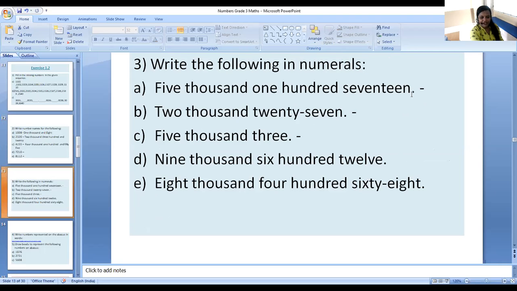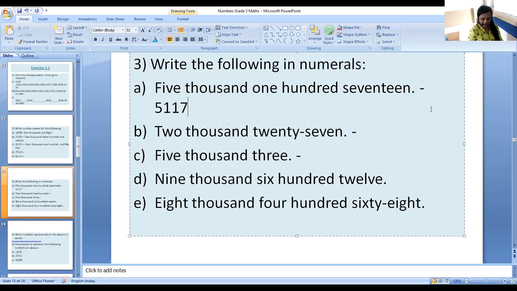Okay, so next move ahead with writing the following in numerals. We can see the questions are given in words and we need to write them in numbers. 5,117. So I would read it as 5,117.